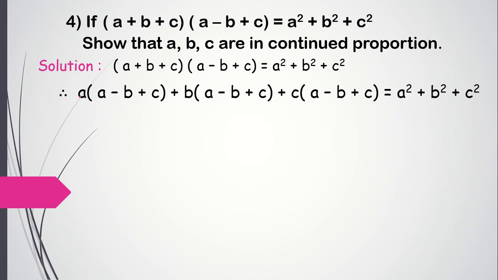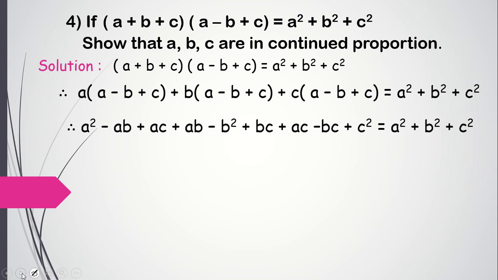Multiply A inside. A into A is A square, A into B is AB, this is AC. And this is AB, B square and BC. This is AC, BC, minus BC and C square. So multiply that way. Now see if anything is getting cancelled. Whatever is getting cancelled, we will cancel it. A square and A square will get cancelled from both sides. C square and C square also will get cancelled.